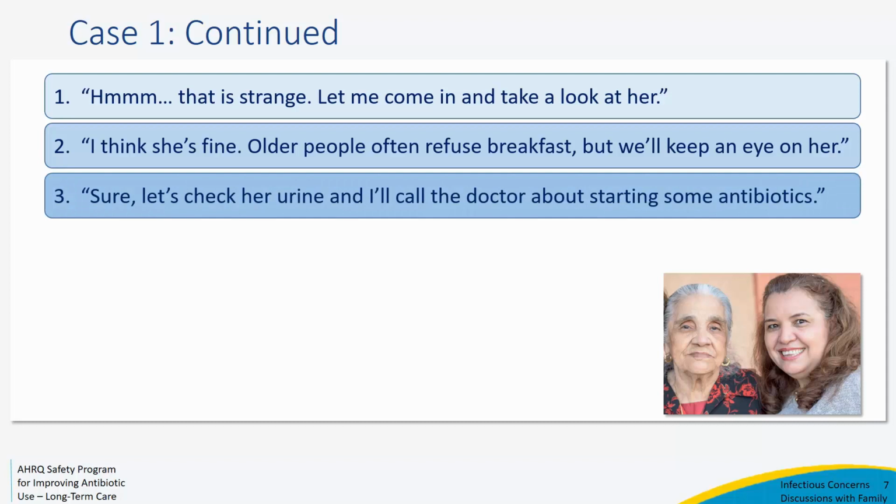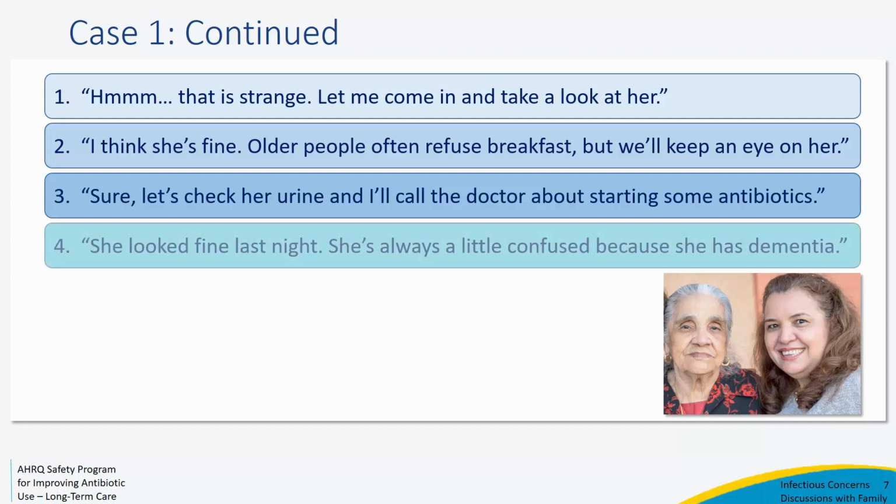3. Sure, let's check her urine, and I'll call the doctor about starting some antibiotics. This may be an easy answer, but is probably not the best answer in this case. You have not yet evaluated the resident, and without urinary symptoms or other evidence of infection, a urine culture is not indicated. 4. She looked fine last night. She is always a little confused because she has dementia. Again, this may be an easy answer, but this can make the family feel dismissed, and it does not address the daughter's concerns about her mother.